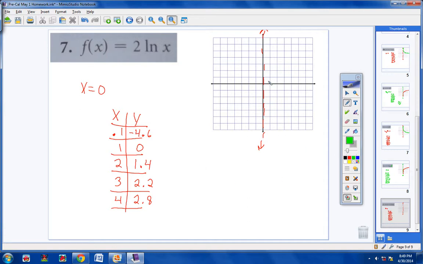Okay. 0.1 goes to -4.6, which is about right here. 1 is at 0. 2 is at 1.4. 3 is at 2.2. And 4 is at 2.8. All right. And there's our graph, looking pretty standard, okay? Pretty normal. Okay, that's it.